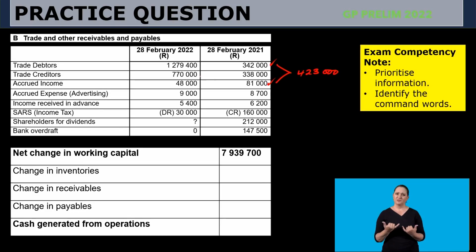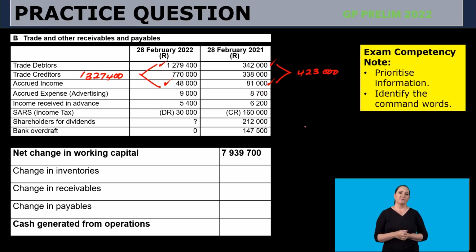I'm going to do the same in 2022, where I take the 1,279,400 plus the 48,000, okay? And then I'll get a total, and the total is 1,327,400. Now, I have my two figures here.